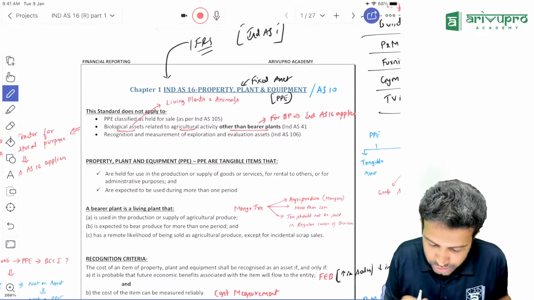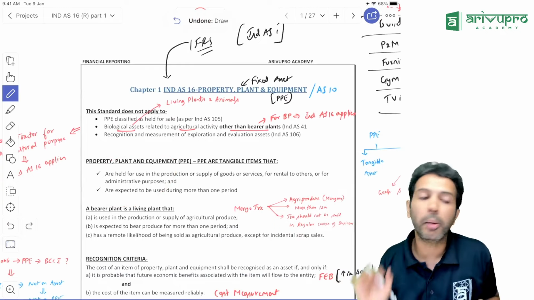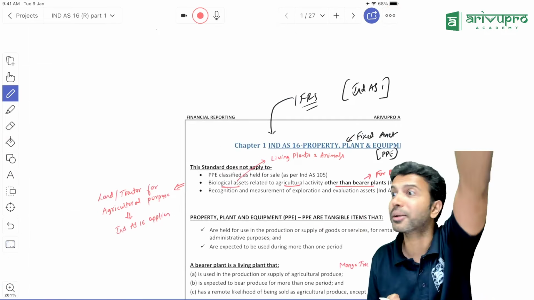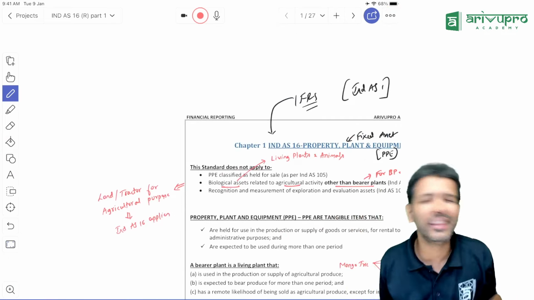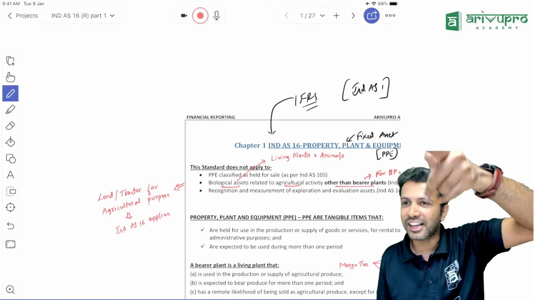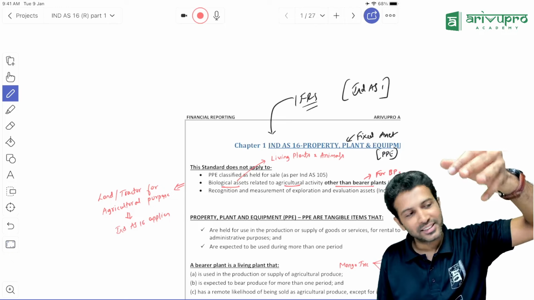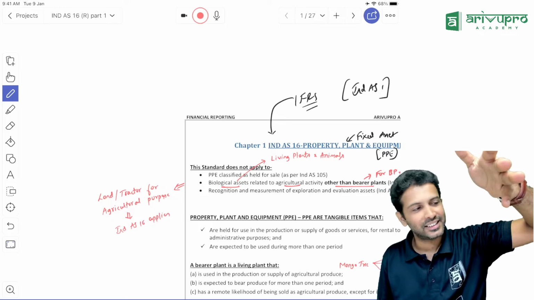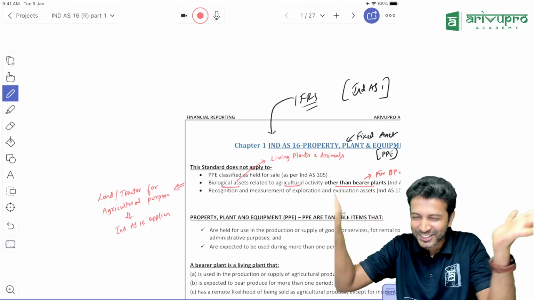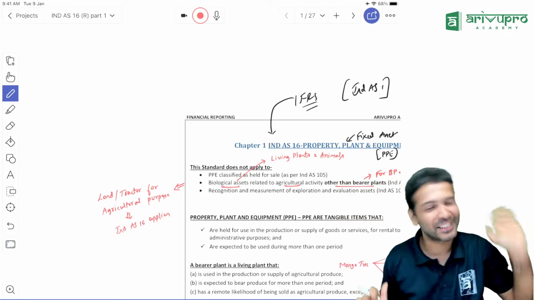All right. Now, if you want to call something a property, plant and equipment, the same definition was given in AS 10 also. Anybody remembers? Let's test our memory. Tangible asset, held for use in rendering of services, administrative purpose or for rental purpose, and expected to be used for more than 12 months. Super. Perfect. It's the same definition.